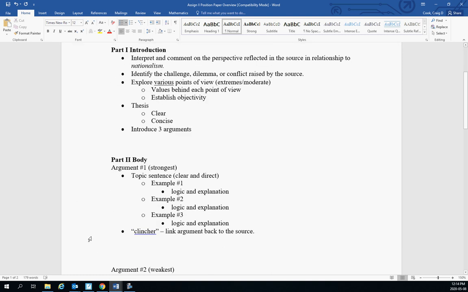That's the intro. Second part of the position paper is the body. And this is where your argument and evidence are going to be found. So an argument, and I'll show you some examples, but an argument is your topic sentence. It's clear, it's direct. History has demonstrated that nationalism always culminates in genocide. That could be a topic sentence.